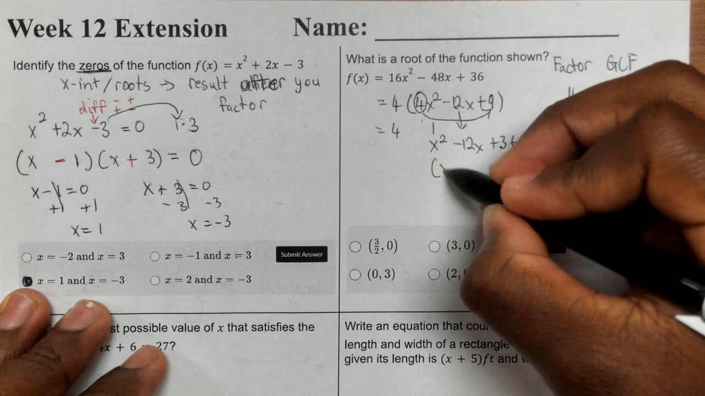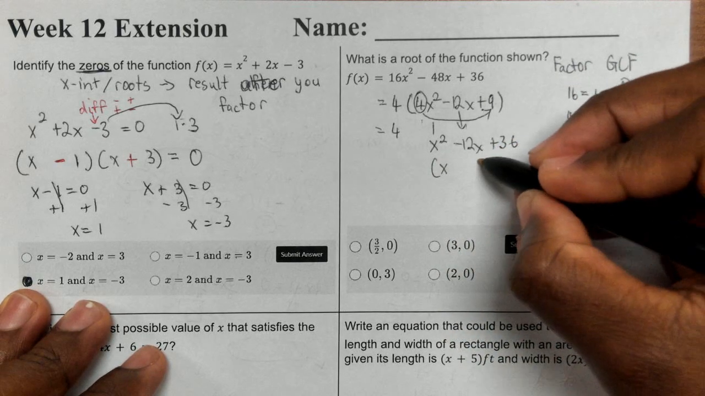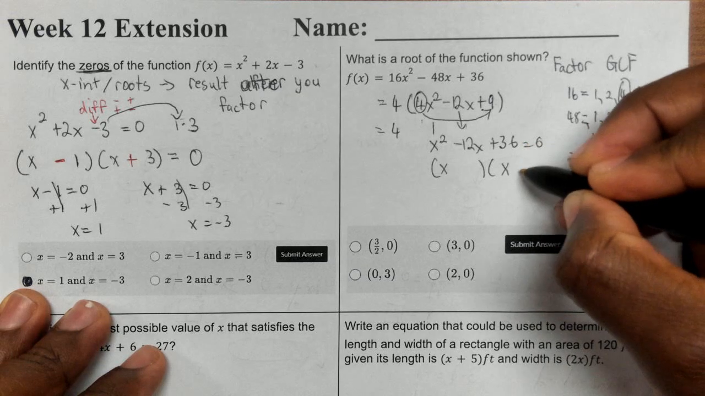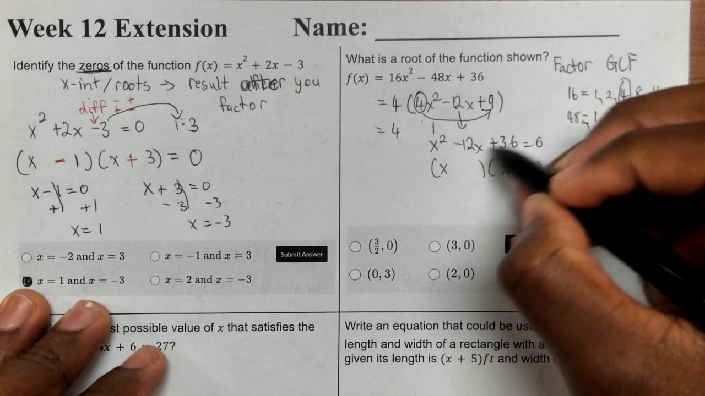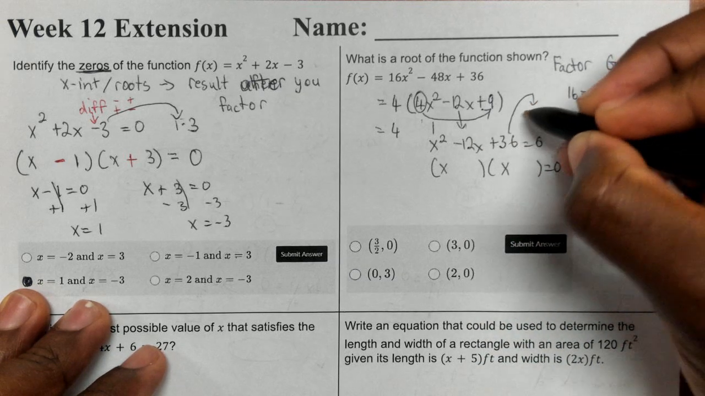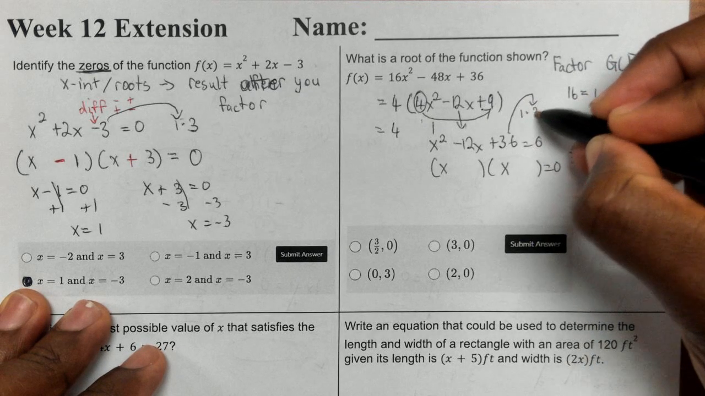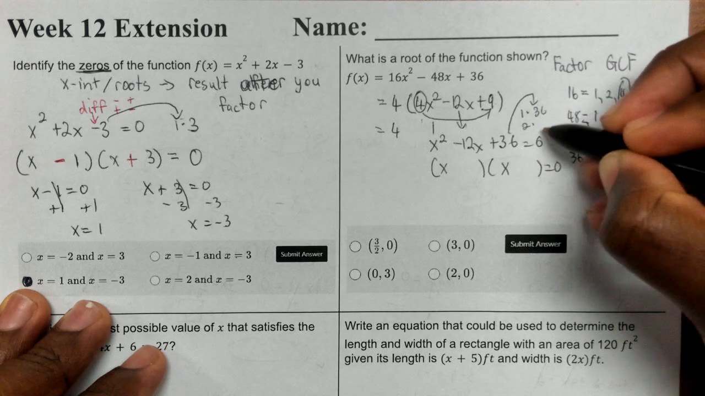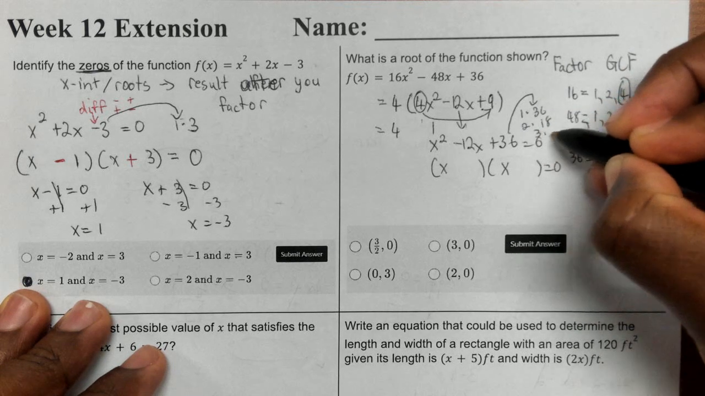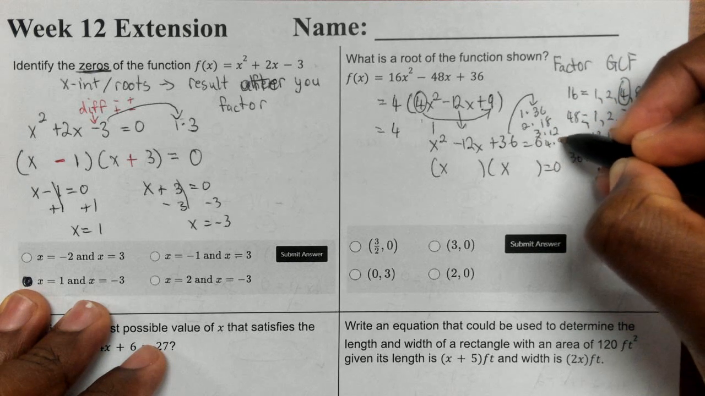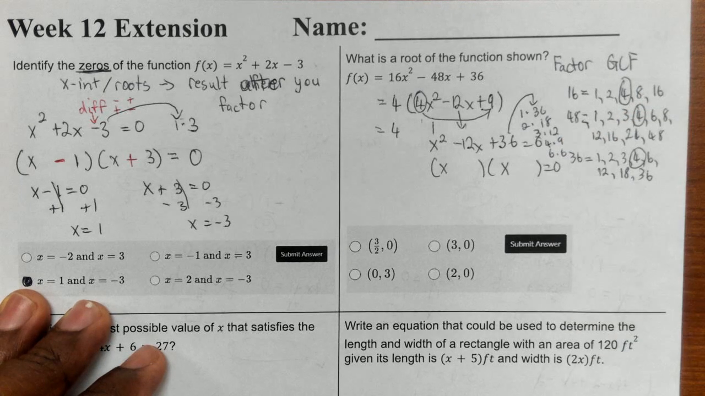Now I'm going to do factored form, write my x and my x. And then to get 36, what numbers multiply to give me 36? Well, I have them all over here. So 1 times 36, 2 times 18, 3 times 12, 4 times 9, 6 times 6.